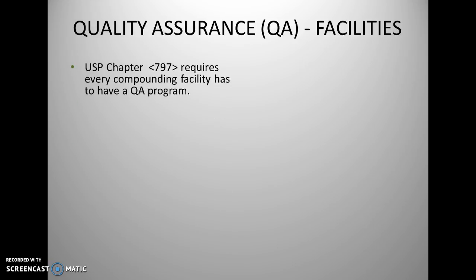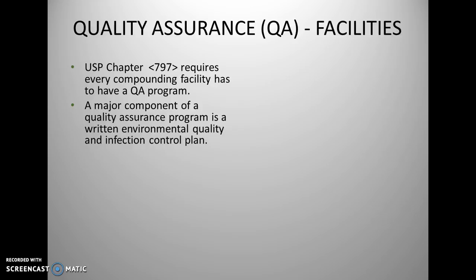So these are some of the quality assurance plans that are necessary. Again, something that you should be familiar with. This is found in USP Chapter 797, and it is involved in regulating compounding facilities as it relates to the quality assurance program.